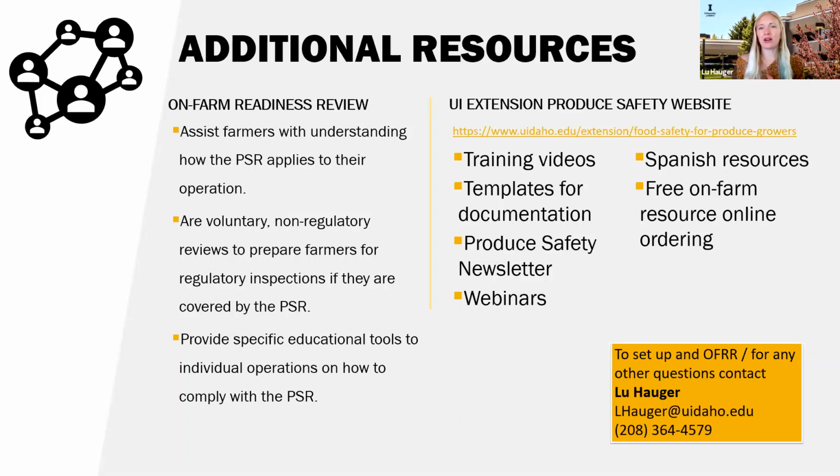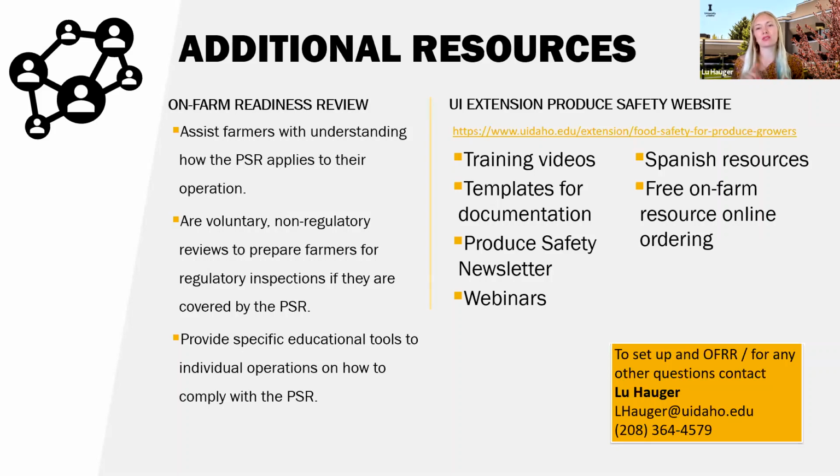And then secondly, our extension produce safety website for fresh produce growers. I'm going to send that out in just a second, so don't worry about writing down that link, although it's here if you want to. On there, we have great training resources, training videos, templates for documentation. You can sign up for our produce safety newsletter, which I send out periodically throughout the year, and also use for Produce Safety Alliance course updates and schedules and any other industry updates. You can see past webinars, including the one 2 weeks ago with Stephen Van Tassel. He did a great one on pest management in enclosed buildings.